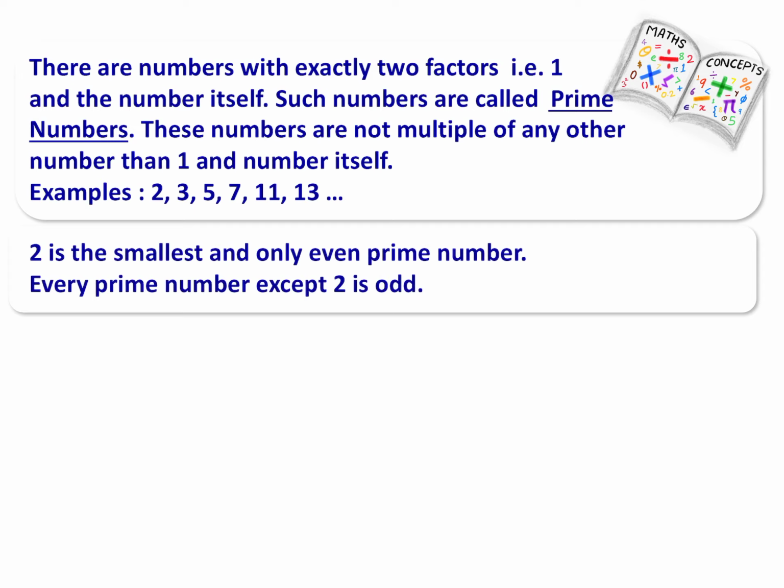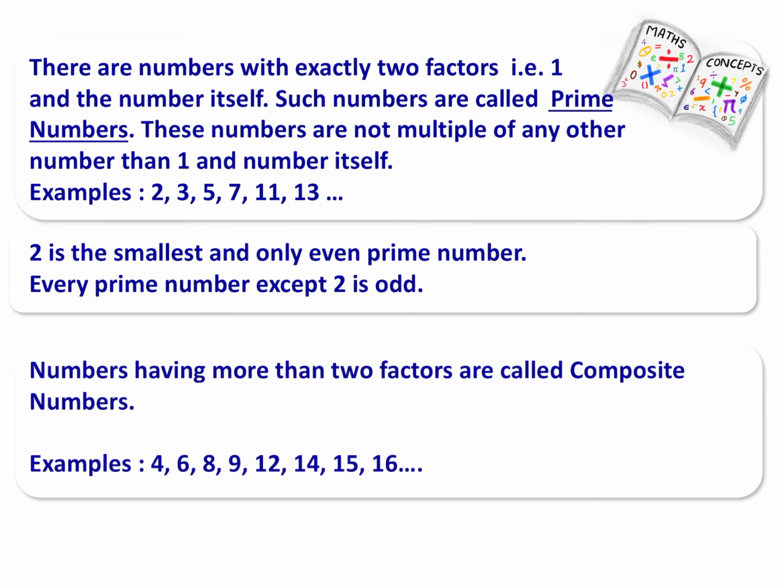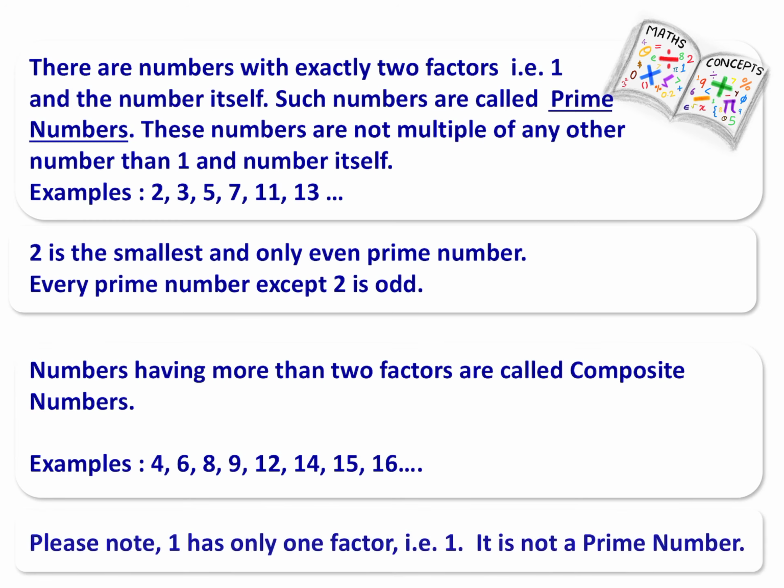Now what about other numbers which have more than 2 factors? Such numbers are called composite numbers. Numbers having more than 2 factors are called composite numbers. Numbers with exactly 2 factors, that is 1 and the number itself, are called prime numbers. Remember one thing, 1 is not a prime number, it is a special number. It has only one factor. So this was about prime numbers and composite numbers. It is a pretty simple concept.